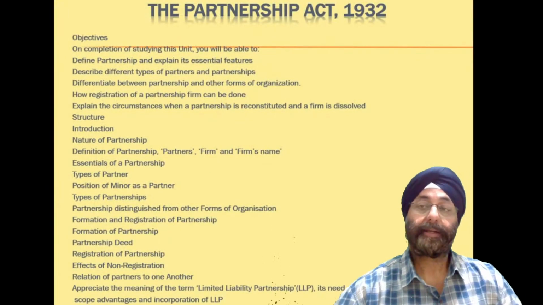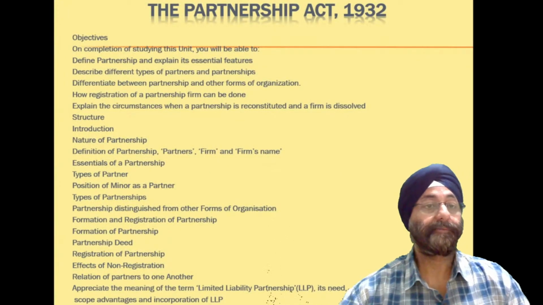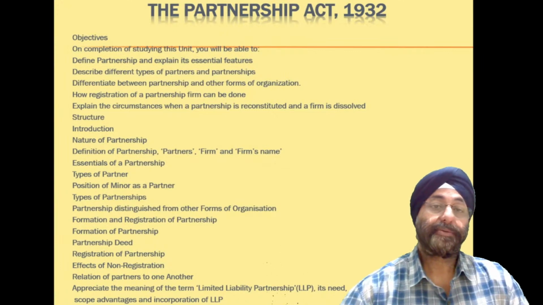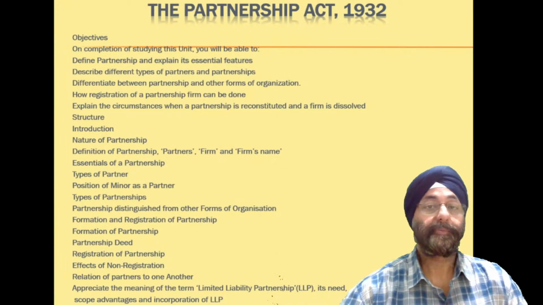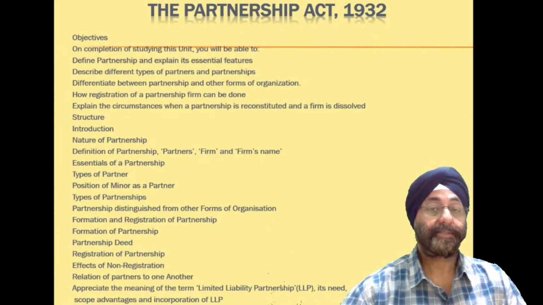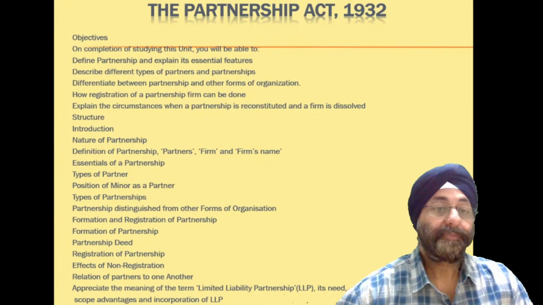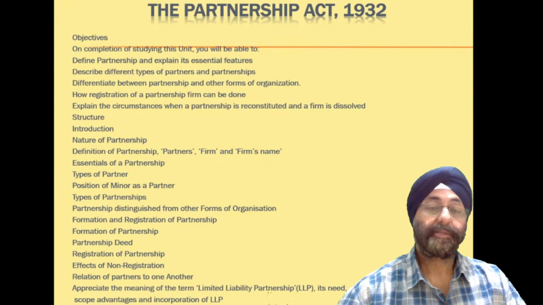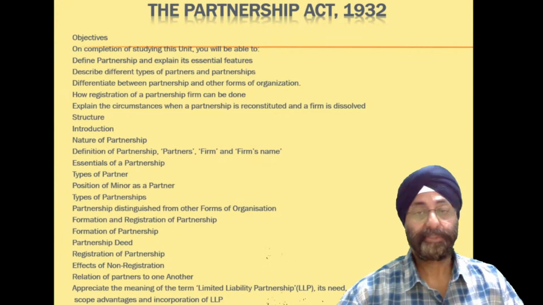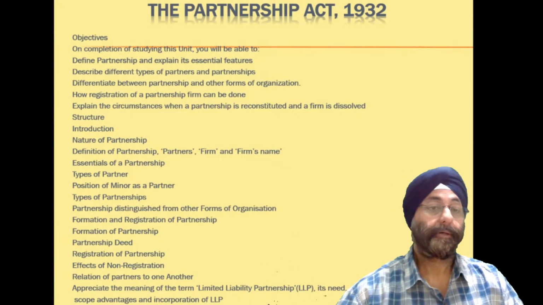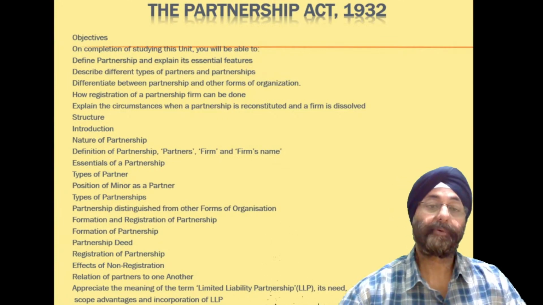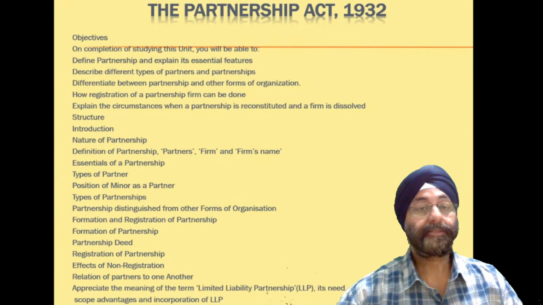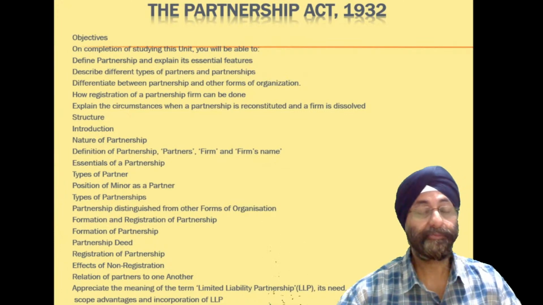The Partnership Act 1932, first of all, the objectives. On completion of studying this unit, you, as a student, will be able to define partnership and explain its essential features, describe different types of partners and partnerships, differentiate between partnership and other forms of business organizations, explain how registration of a partnership firm can be done, and explain the circumstances when a partnership is reconstituted and the firm is dissolved.